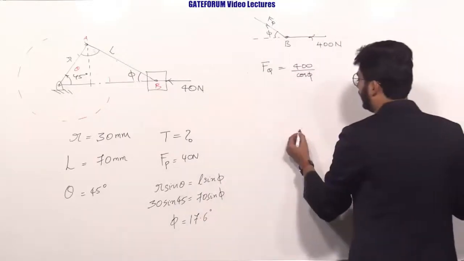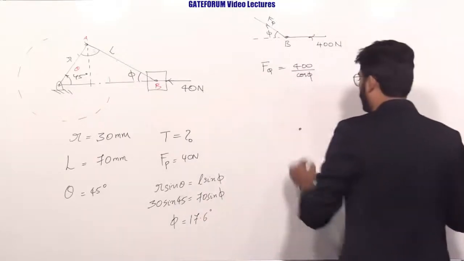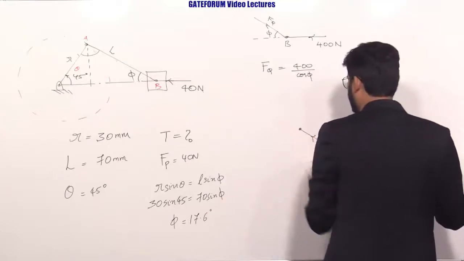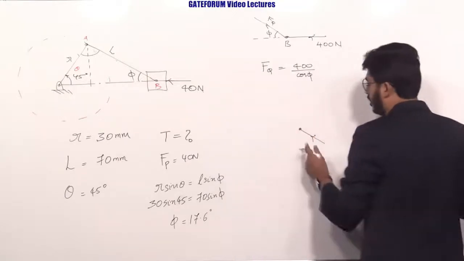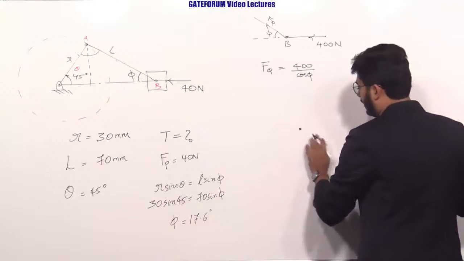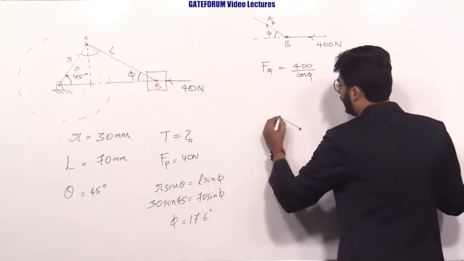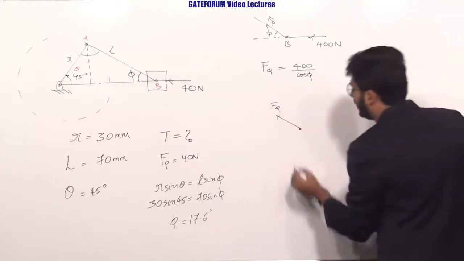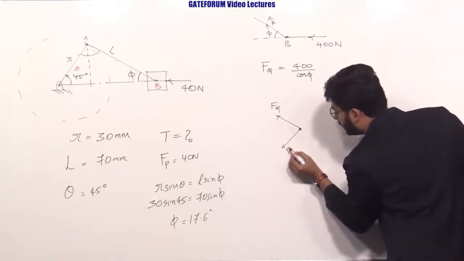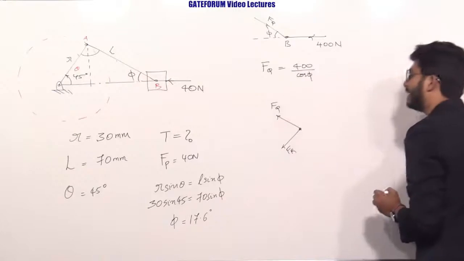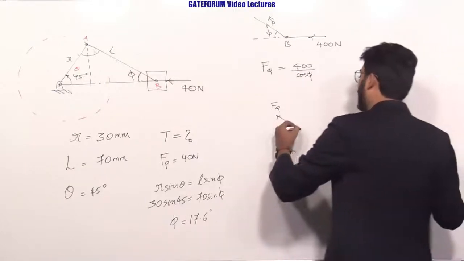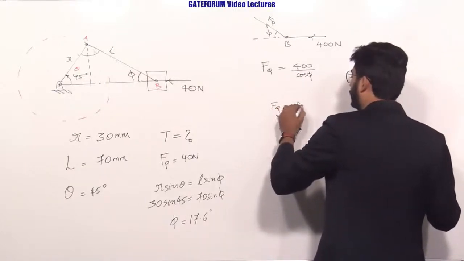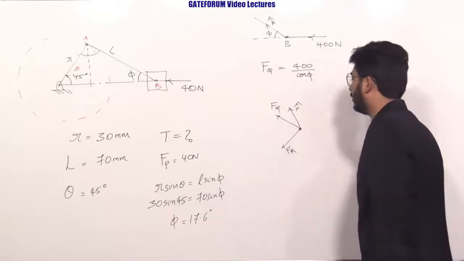Now coming to point A, the force is the same, FQ. Instead of marking FQ here, I can write it here also. One force will be directed along the radius, that is FR, and another force will be perpendicular to the radius, called the tangential force.